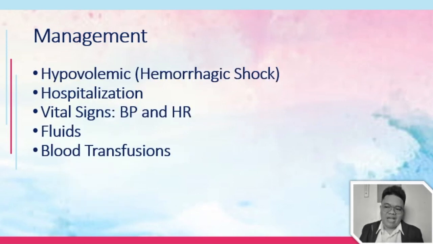Management. Our management here is geared towards early identification of your hypovolemic and your hemorrhagic shock. Because if hypovolemic and hemorrhagic shock would progress, that may be fatal to the life of your patient. So early signs of your hypovolemic shock would include decrease of your blood pressure. There may be a thready pulse. The pulse may be increased, but the pulse is weak and thready. And then your patient has the tendency to become hypothermic.